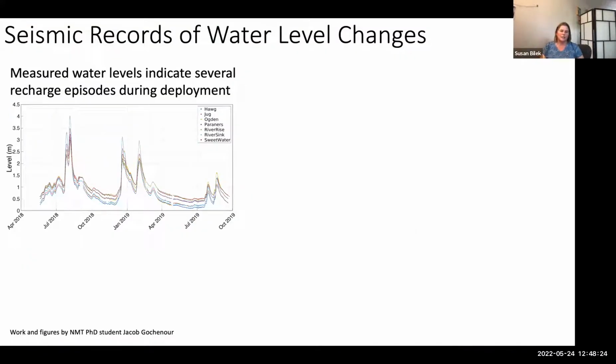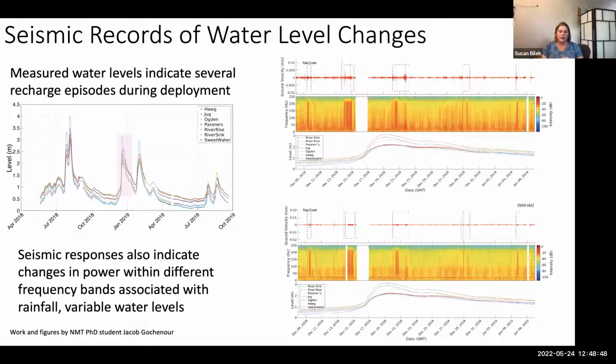So our data collection spanned a range of different water levels, so different aquifer recharge periods. And this plot just shows the water level over a subset of the period of the deployment. And so we can look at the seismic and tilt signatures of the changes in water levels within the system. A month period here highlighted in red just shows some of the seismic data that we had during one of these recharge episodes at two of the stations that are sitting above this conduit system.